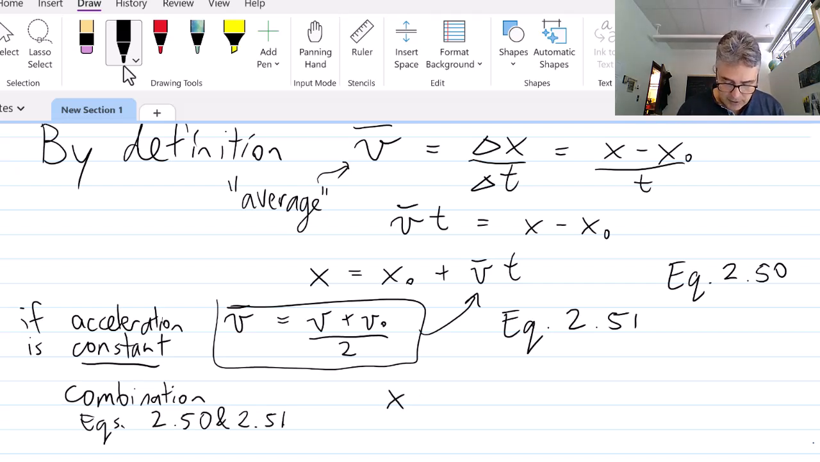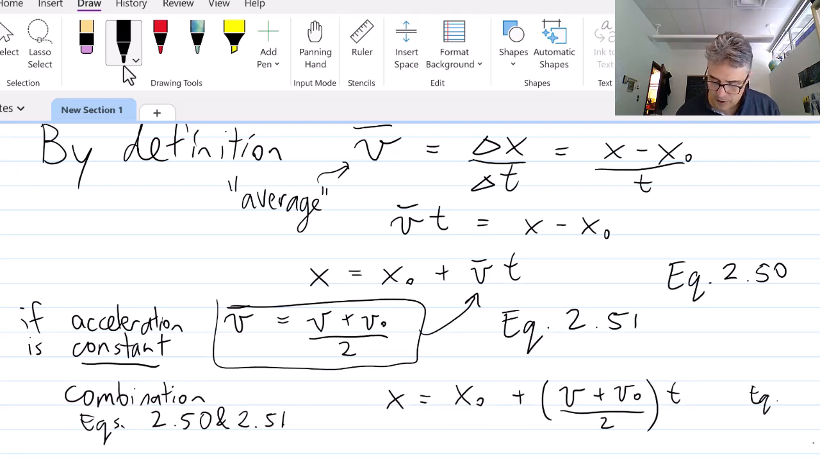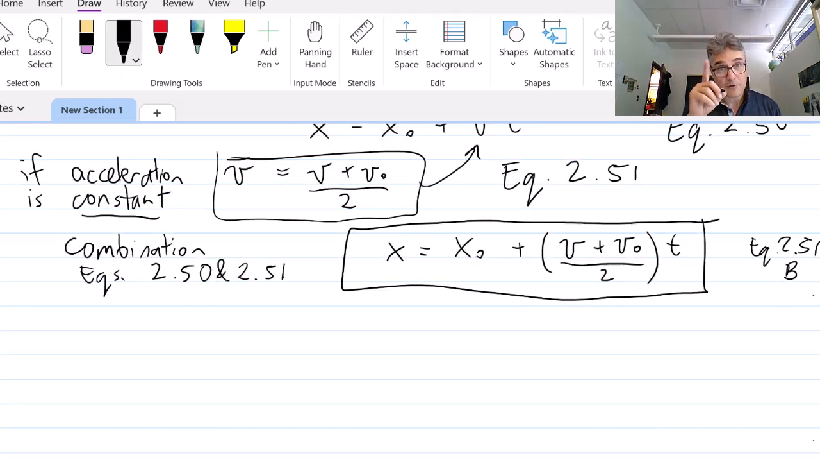Is going to be X is equal to the initial X plus V0 divided by 2 all times T. And I'll call that equation 2.51 B or something like that. So that's a good one to know. First equation of 4. Second equation is from definition of acceleration.